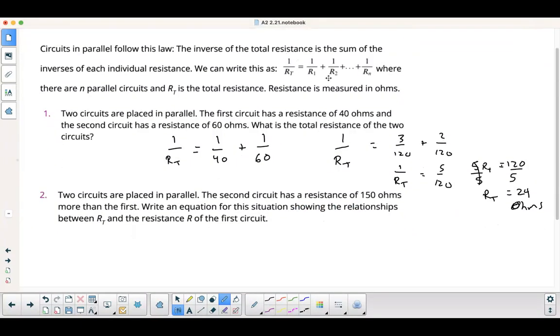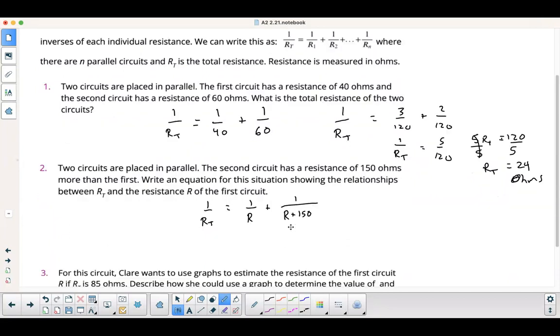All right, number 2, 2 circuits are placed in parallel. So again, kind of the same thing. We're only using this part of the formula. Second circuit has a resistance of 150 ohms more than the first. Write an equation for this situation showing the relationships between RT and the resistance R of the first circuit. So 1 over your resistance total. The first one we don't know, it's 1 over R, but the next one is 1 over R plus 150, because if it's 150 more, you'd have to add 150. Hang on, let me erase that. There we go. All right, so there's my equation.